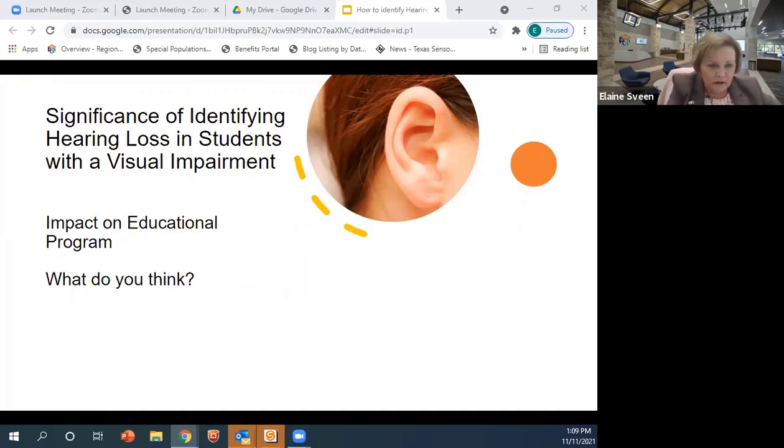Since VI kiddos experience reading issues due to visual processing delays, and having it reiterated that hearing loss causes auditory processing delays, it's essential that we are identifying this early and often, as the saying goes. Thank you, Lucinda. And Yvette says, I've had some questions about students with hearing loss having some vision issues, acuities of 20/40. When do you look into evaluating?